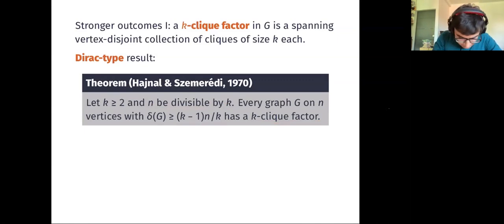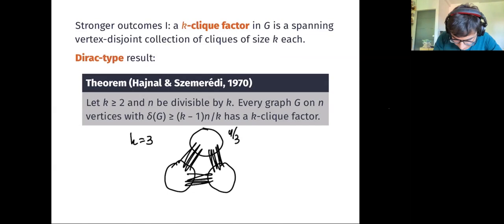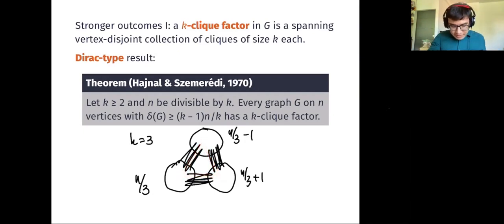And again, this is the best possible because I can select a partite graph. So for instance, for k equals 3, I can divide the vertices in 3 parts. And again, I can make something slightly unbalanced. This cannot have a triangle factor, right? Because every triangle in this graph will use one vertex of each cluster, and the clusters don't have the same size. So this (k minus 1) n over k is best possible.